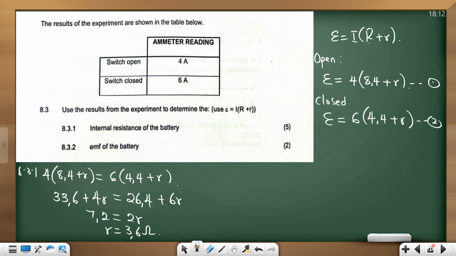But remember, somebody's going to say, is this all 5 marks? Calculating those resistance as well is part of the marks here. Now, what about the EMF? Easy, right? We have 4 into bracket 8,4 plus 3,6. What did you say your answer is? 8 volts. We're done there.